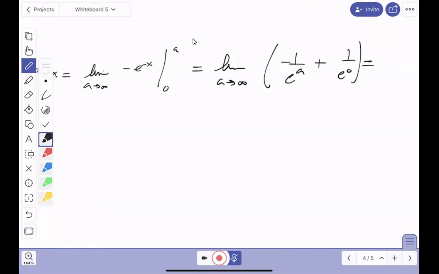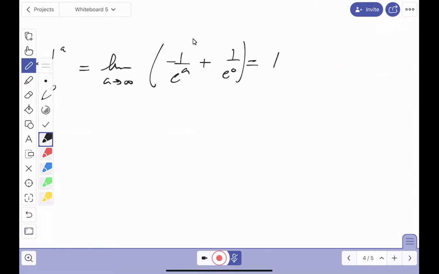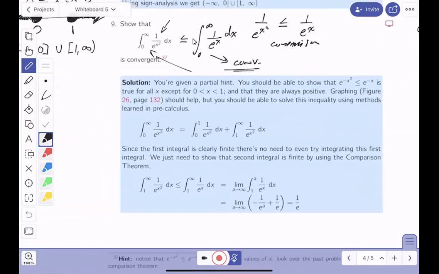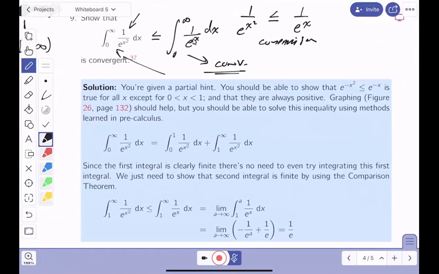And what does this limit produce? Well, if a goes to infinity, this will go towards 1. So what have I shown? This is convergent. So if this is convergent, the other one is convergent, and that's not bad. All right. So I do want to recommend that you kind of read through this.